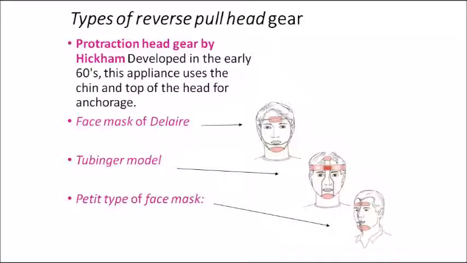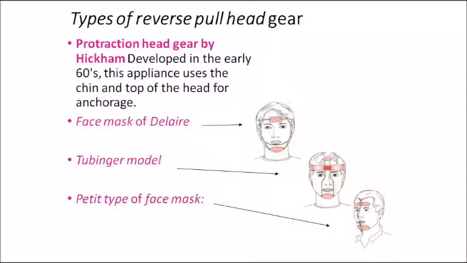Now the second type is your Tübingen model. In the Tübingen model, the difference is that here also the attachment is derived from the forehead and the chin, but the rods are running from the forehead cap to the chin cap, and it extends in the midline of the face, and it's shaped in such a way that interference with the nose can be avoided.